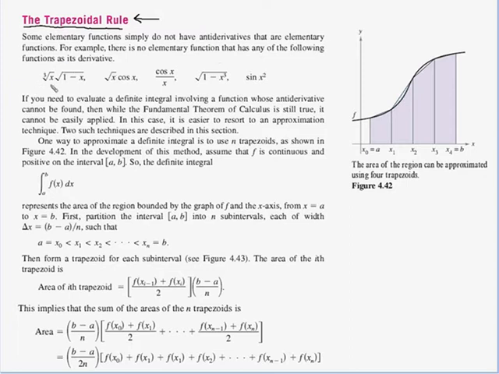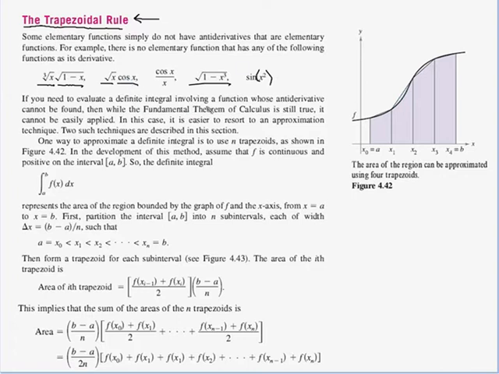So here's x to the third, or the cube root of x times quantity 1 minus x square rooted, the square root of x times the cos of x, or cos of x over x, square root of 1 minus x cubed, or the sine of x squared. To find an antiderivative, that would be tricky work, or sometimes even impossible.